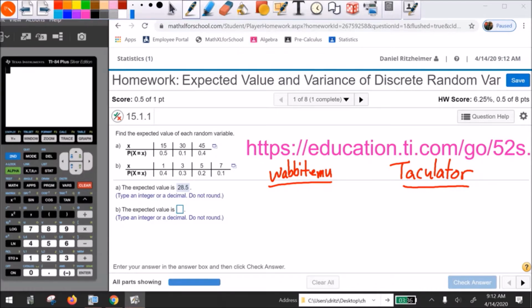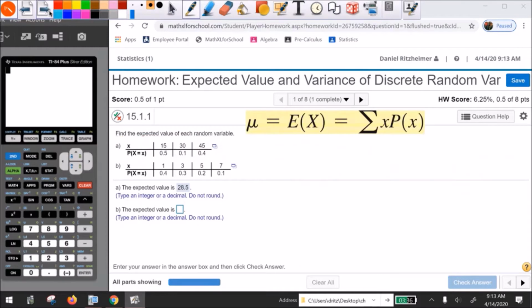Alright, well, we're going to get started. The first question is asking us to find the expected value of this data in the table. We're going to use the expected value of a discrete random variable formula, which is right here. It says that we have to multiply each outcome by its associated probability and find the sum of all those products. So we're going to just type that in the calculator.